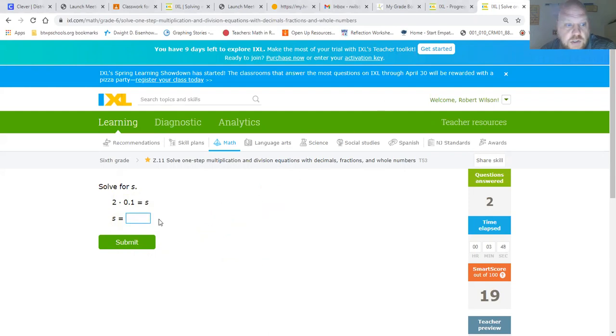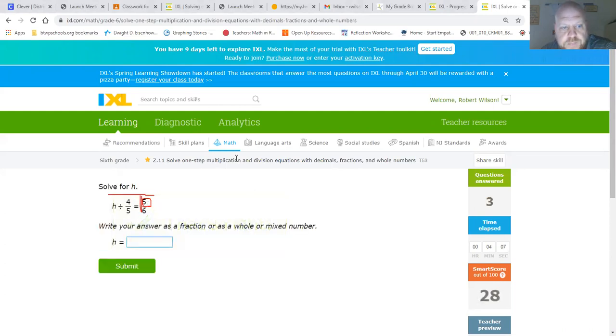I'm going to quickly just go through this one because we already did a problem like this. If I do my T-chart, I see that S is all by itself, so no inverse operation, just do the work. And 2 times 0.1 is 0.2. Okay.